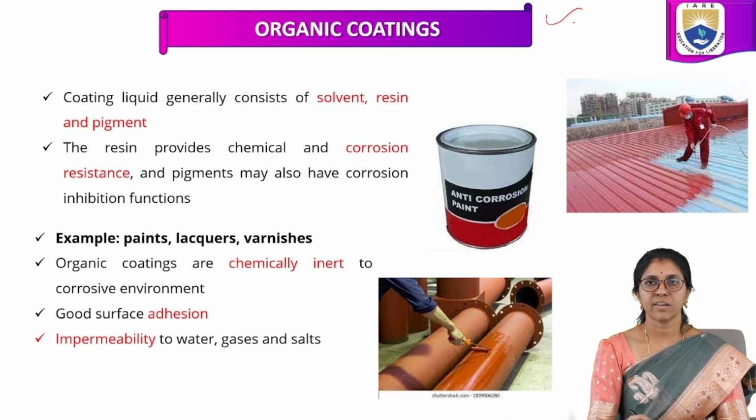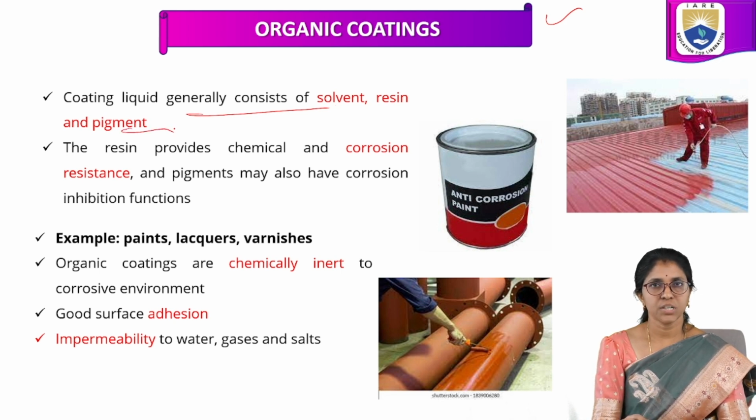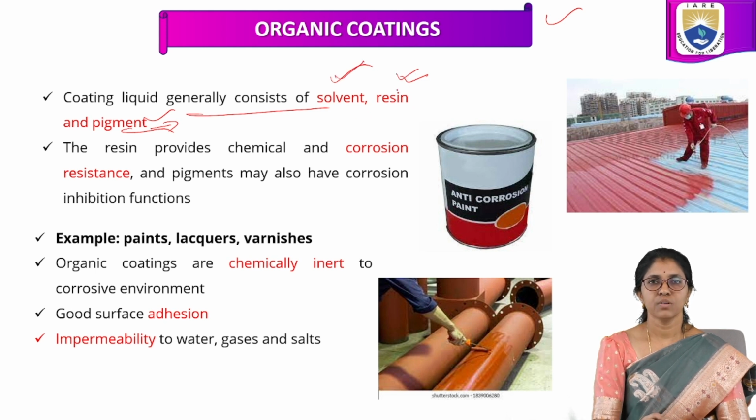The third coating is organic coating. The coating liquid generally consists of solvent, resin and pigment. The pigment gives color, and the solvent and resins have a lot of uses in organic coatings.